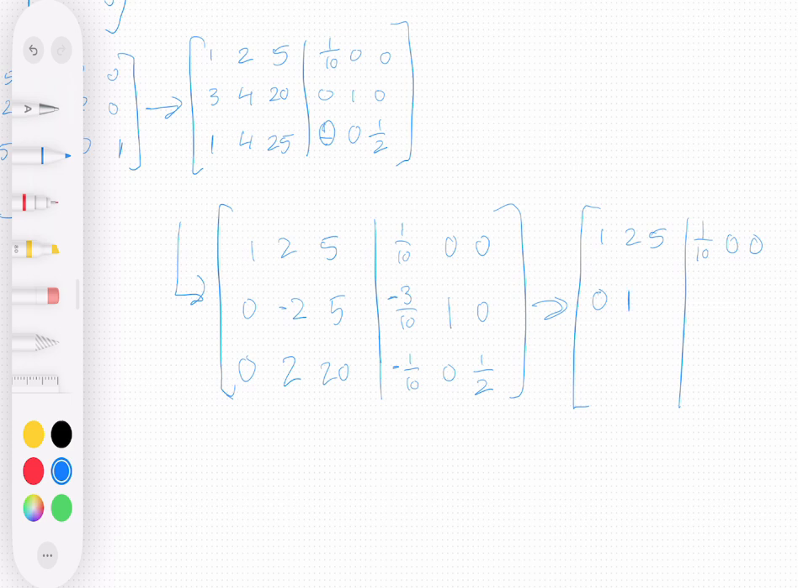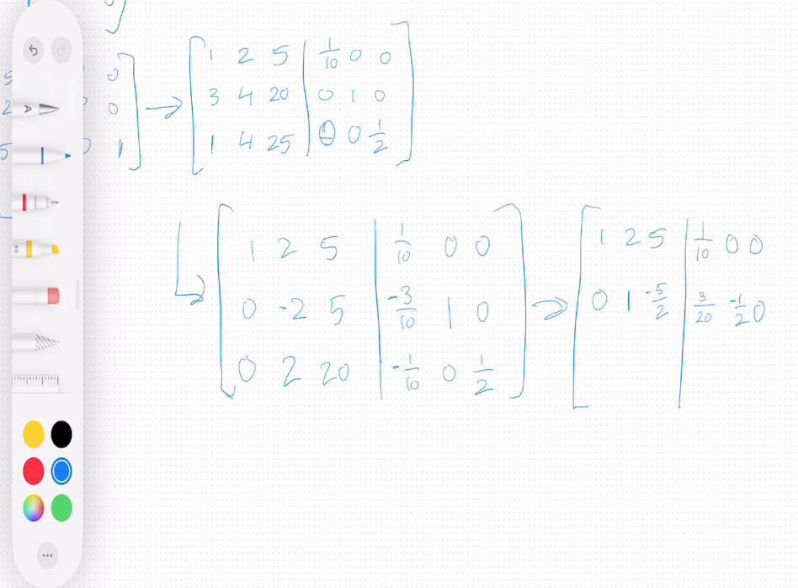So that'll be 1 and -5/2. And since we multiplied it by -1/2, then we have to multiply all these things by -1/2. So that would be -1/2, and this would be 3/20.